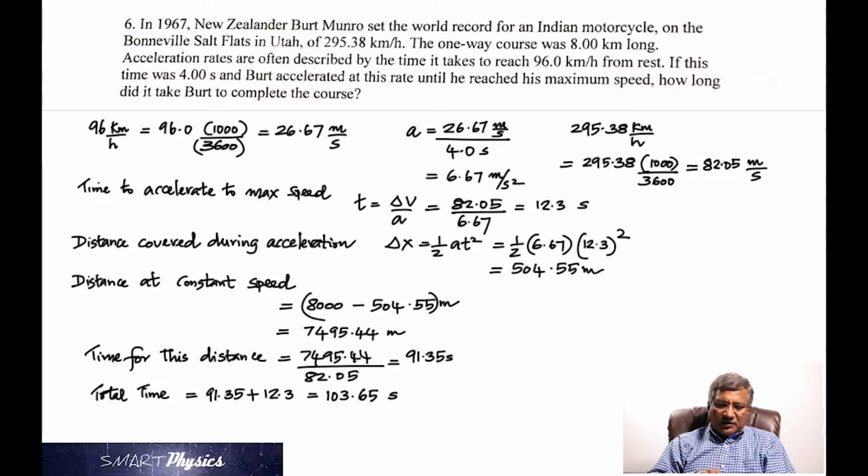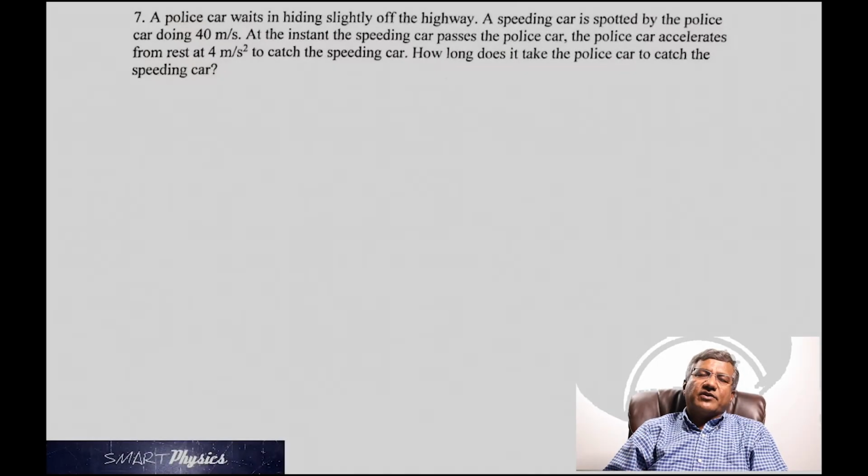So now we've got to take 8,000 minus the 504.55 meter, which gives us that big number, 7,495.44 meter, which is the distance that was covered at a constant speed. And so now we can find the time for this distance simply by dividing this distance by the speed, which is 82.05. That gives 91.35 seconds. So 91.35 seconds was traveled at constant speed, and then 12.3 seconds was the time during which he accelerated. When you add those two times, you get the total time as 103.65 seconds.